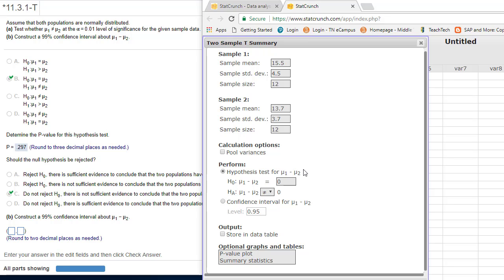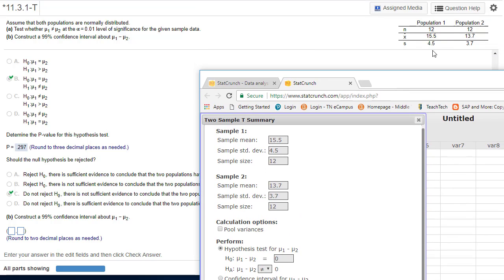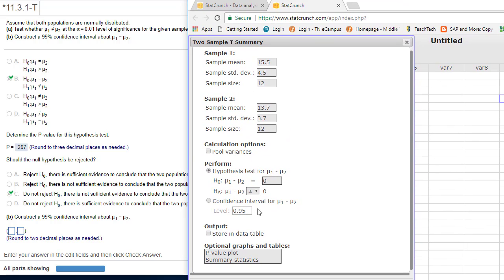Okay, now we're going to do the confidence interval, and so instead of selecting hypothesis testing, we'll go ahead and populate these values here, the sample mean, sample standard deviation, sample size, and so on for sample 1 and sample 2, just based on this table they give us. Select the confidence interval, and it says 99% confidence interval.